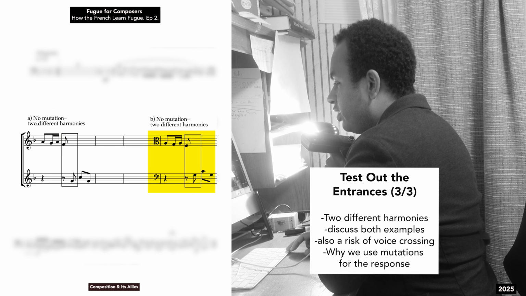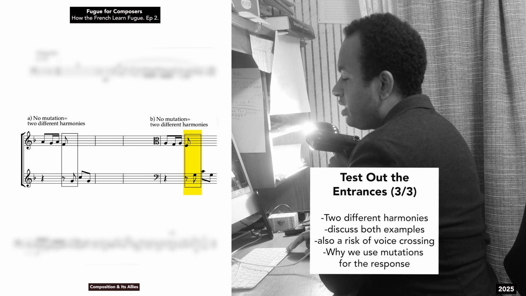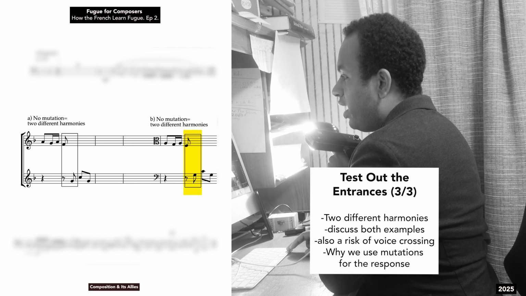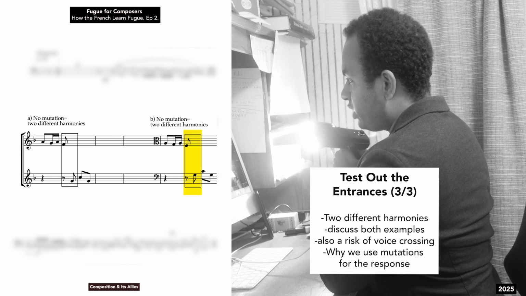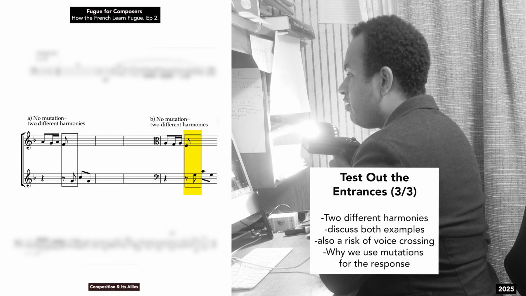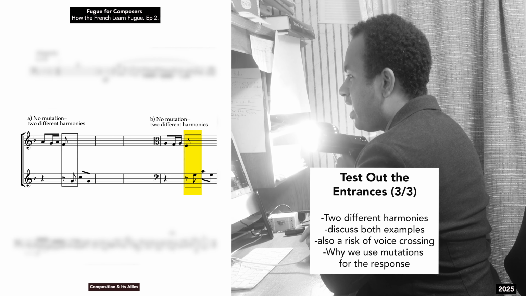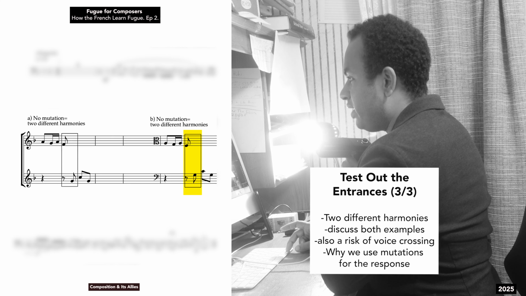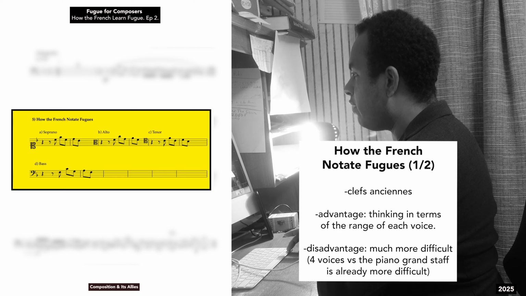Likewise, later on, after the third entrance in the tenor, when the bass comes in, or if you're thinking of a string quartet, when the cello comes in, if we do not do a mutation, then we're going to have a confused sense of harmony. Now I want to briefly show you how the French notate fugues.